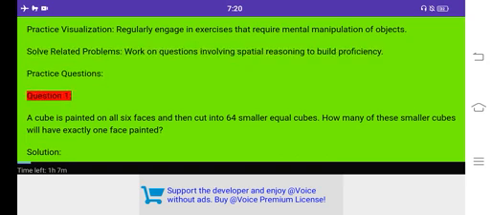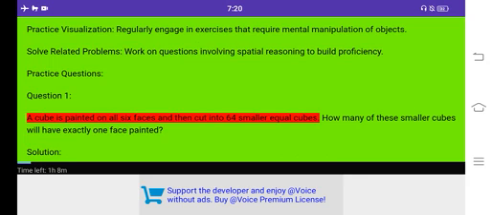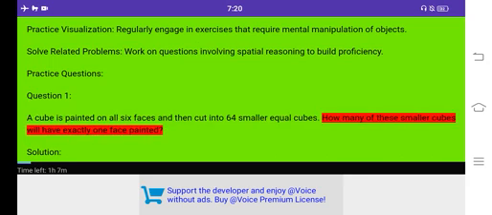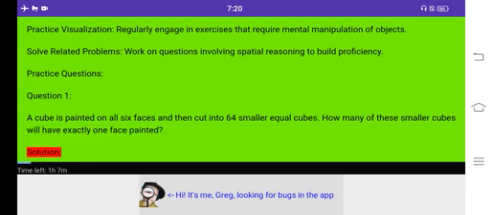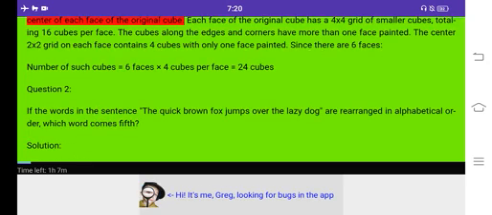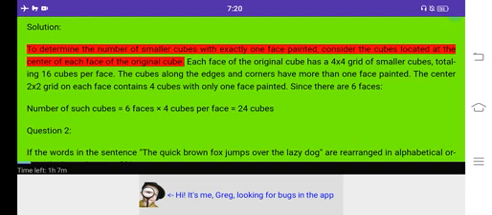Practice questions. Question 1. A cube is painted on all 6 faces and then cut into 64 smaller equal cubes. How many of these smaller cubes will have exactly one face painted? Solution. To determine the number of smaller cubes with exactly one face painted, consider the cubes located at the center of each face of the original cube.